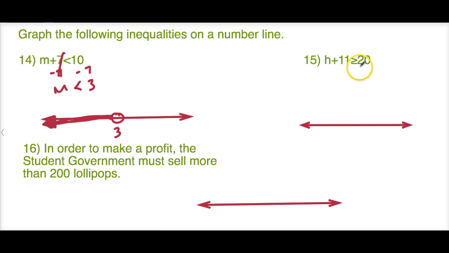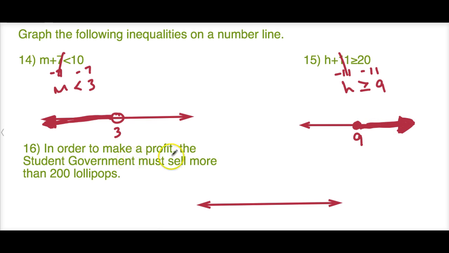Okay. h plus 11 is greater than or equal to 20. So I need to take 11 from both sides. That cancels out. Left us with h is greater than or equal to 9. So I'm having a solid circle because 9 is included. And my answer can be bigger than 9 also. So I'm going to be going to the right and getting my arrow there.